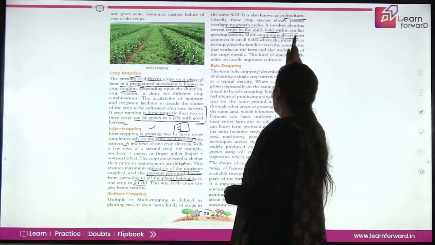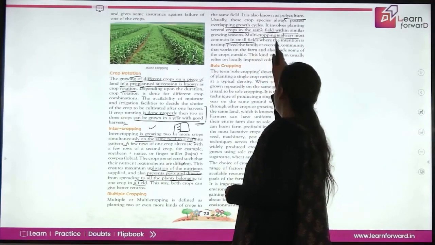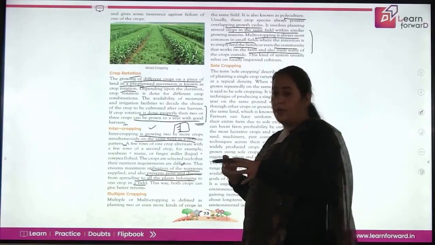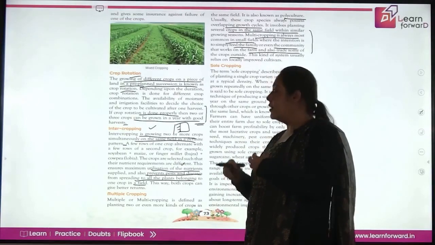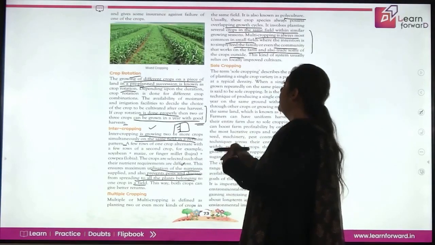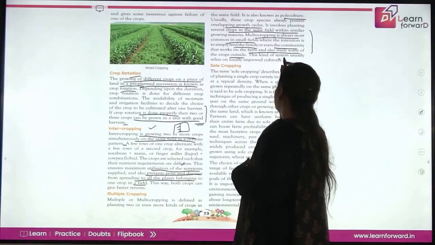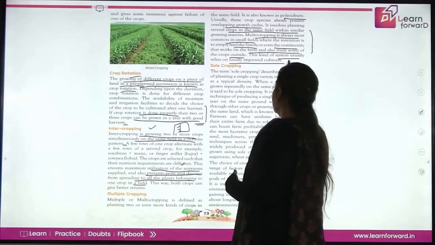Multiple cropping is also most common in small fields where the intention is to simply feed the family or even the community that works on the farm and trade some of the crops. तो multiple farming उन लोगों के लिए काम है कि हमने अपने farmers ने अपने घर का खाना यहाँ से निकाल लिया, जो community उसमें काम करती है, और थोड़ा बहुत बाटअप भी कर लिया. This kind of system usually relies on locally improved cultivars.